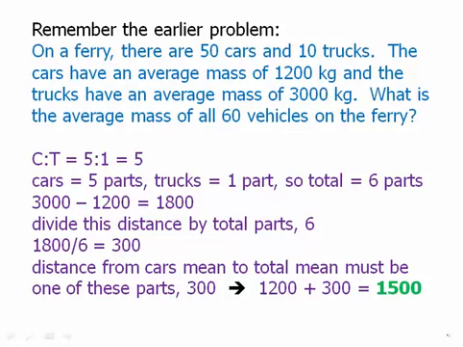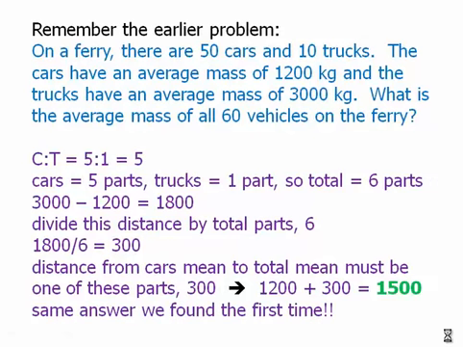Notice we could have gotten there also by starting at 3,000, going down 5 parts. 3,000 minus 1,500 also lands at 1,500. So that is a very different way to approach this problem. And notice also, this is the exact same answer we found the first time using a very different approach. So 2 very different ways, and as always, if you can solve a problem in 2 different ways, you really understand it well.